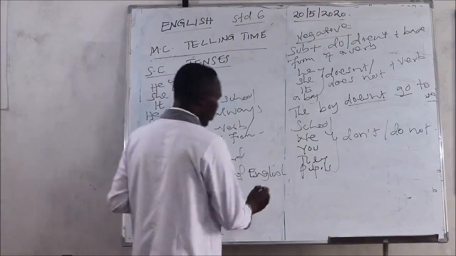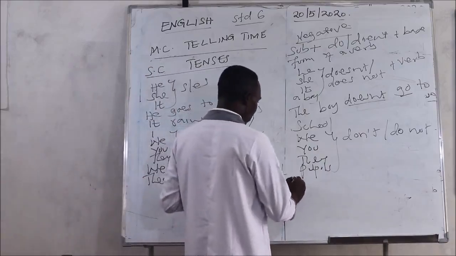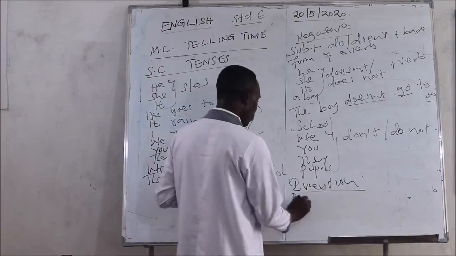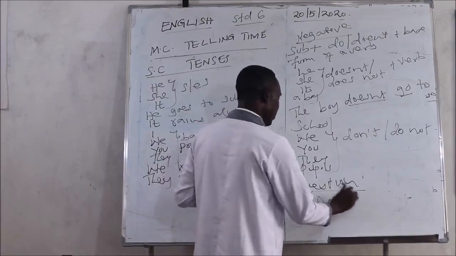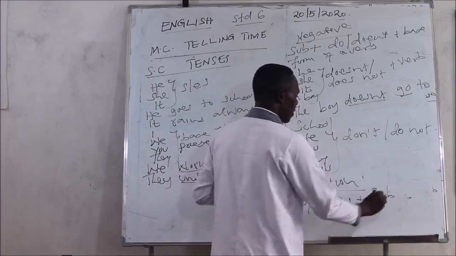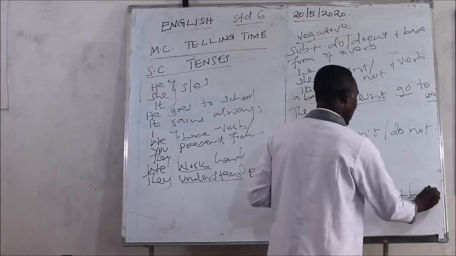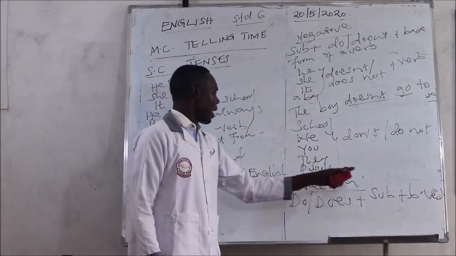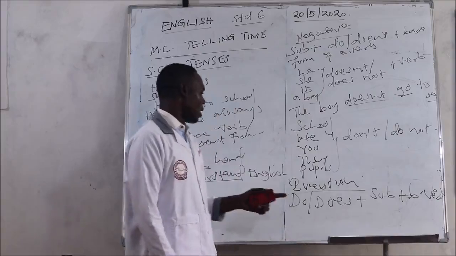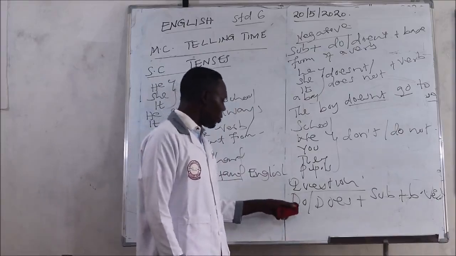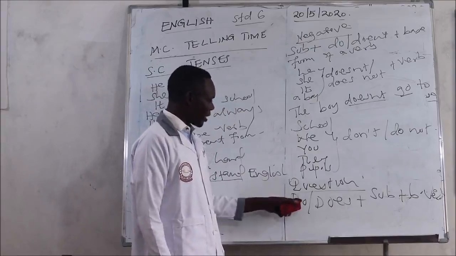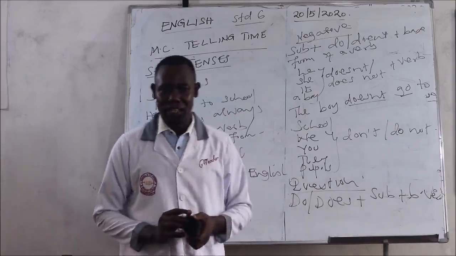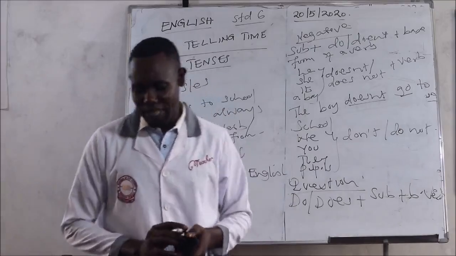And lastly, when you are talking about the question form, question structure, here we are using do or does plus subject plus base verb, as I have indicated before. So we start the sentence using the word do or does plus a subject plus a base form of a verb. When we use the word do, we are talking about a plural subject. But when we are using does, we are using a singular subject. I hope you understood what I've said for today.